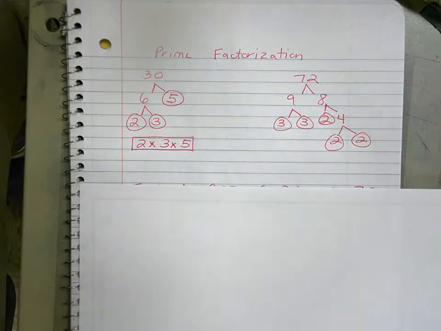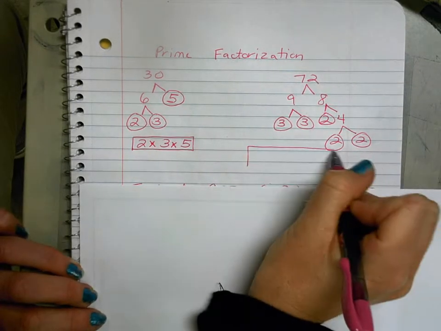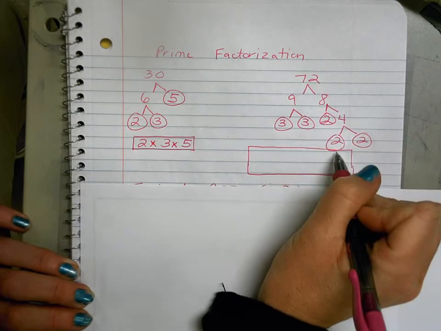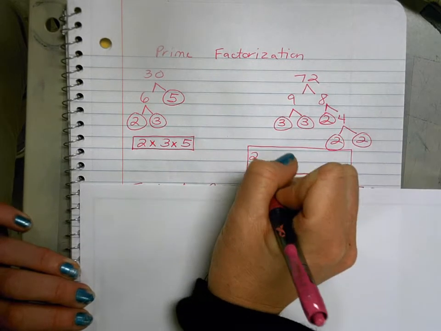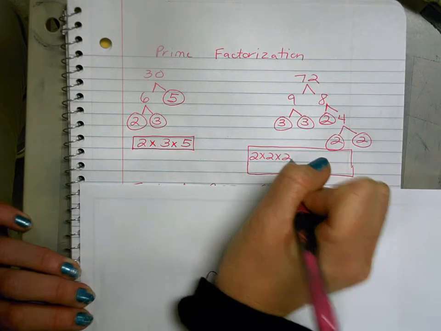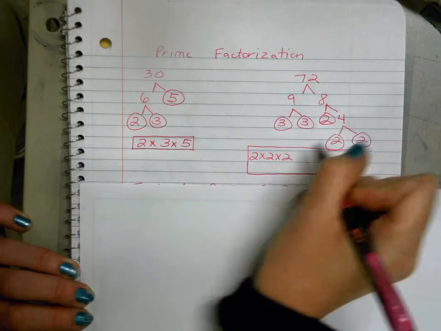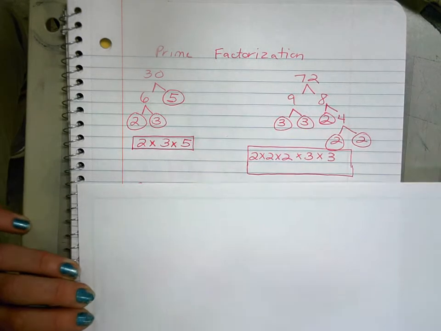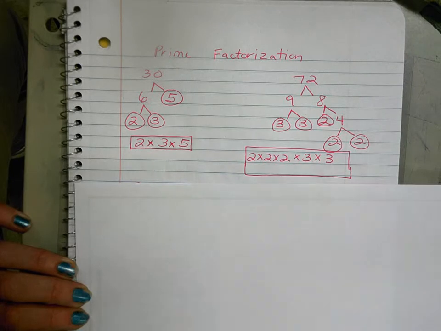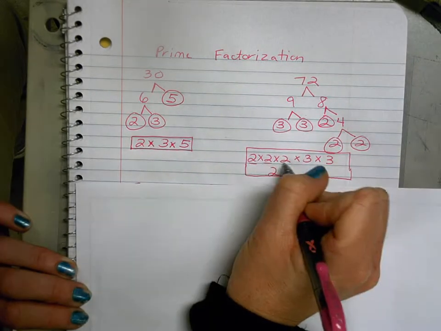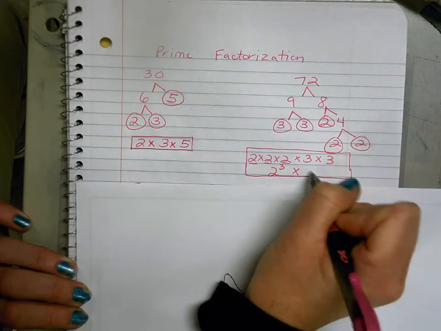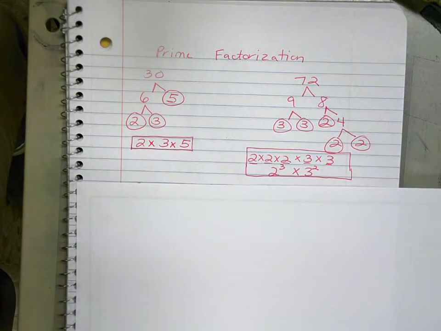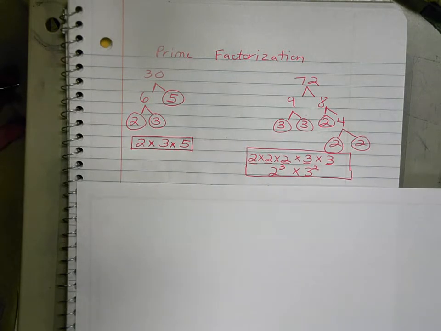So my factors for 72, this is a longer answer, and we can show it two different ways. We talked about this in class. I'm going to write my factors in order from least to greatest. So 2 times 2 times 2 times 3 times 3. That's a great answer. If you wanted to use exponents, we could say 2 to the third power times 3 to the second power. And both versions of the answer are going to be acceptable.